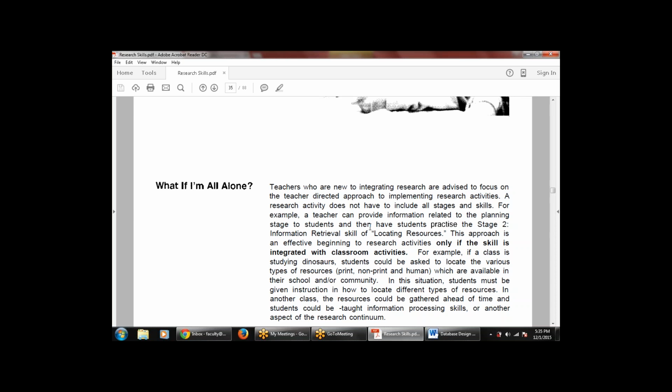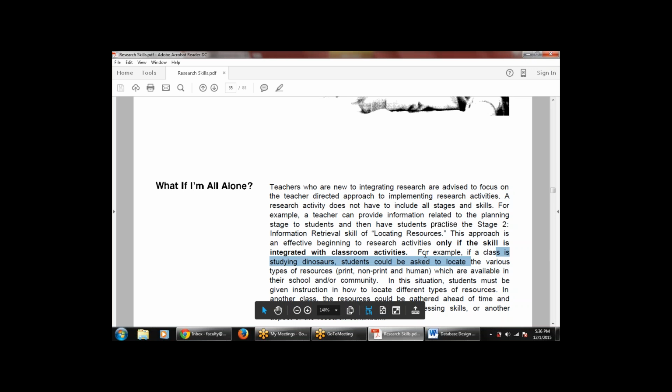The teacher can provide the relevant information related to the planning stage to the students, and then have the students practice stage 2, the information retrieval skill of locating the resources. This approach is an effective beginning to the research activities only if the skill is integrated with the classroom activities. So if a classroom activity is carried out, it will be explained in a better way if the students are directed as the teacher will guide.